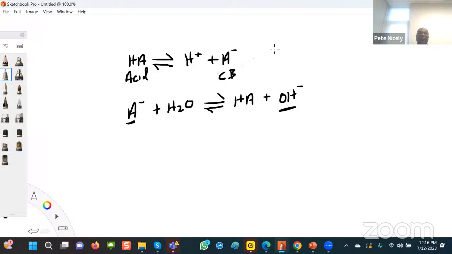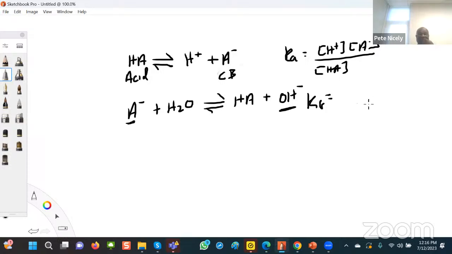Okay, now what I'm going to do here is write down the Ka expression for the weak acid, which is the concentration of H plus times the concentration of A minus, all divided by the concentration of HA, all right? For the Kb expression for the conjugate base, that would be equal to the concentration of HA times the concentration of OH minus, all divided by the concentration of A minus, all right?